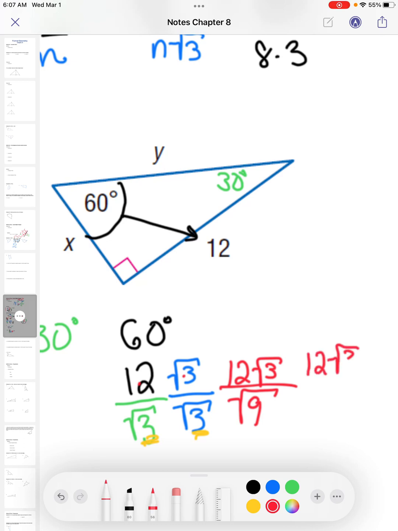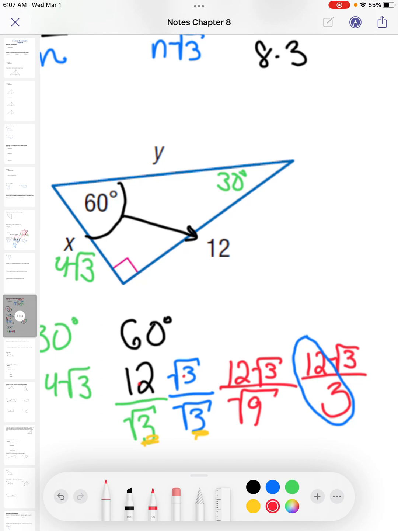Okay, it's a math rule. We can't have a denominator of a radical. So we get rid of the radical in the denominator, and then 12 divided by 3, they're both on the outside, so I can simplify it, just like a regular fraction, and that is 4 root 3. Okay, it's kind of like the last one, so 4 root 3.